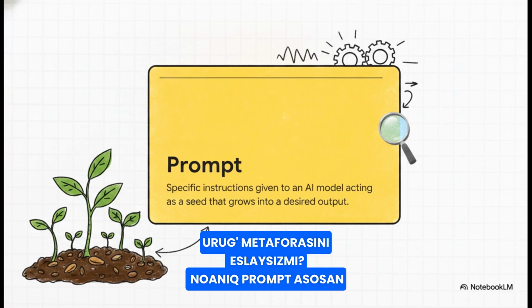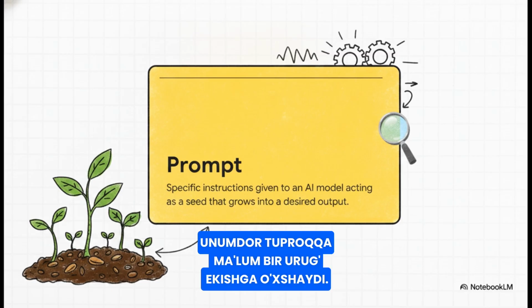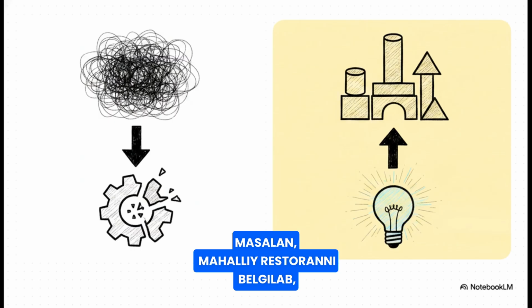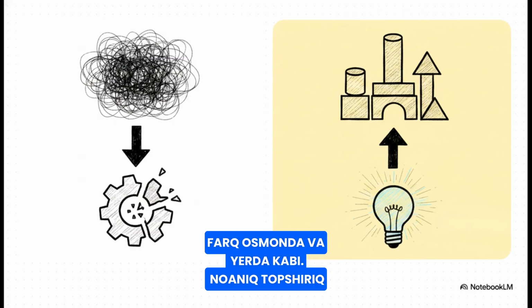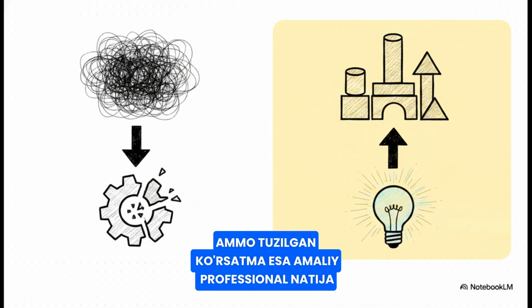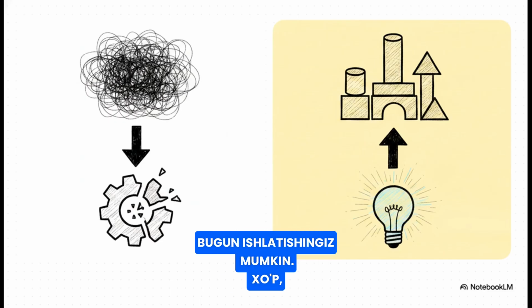Remember that seed metaphor we just talked about? A vague prompt is basically throwing seeds on concrete and just crossing your fingers. A precise prompt is planting a specific seed in rich, fertile soil. Just look at the difference here. Compare a weak prompt like just typing "write a marketing strategy" with a strong one. If you assign a role, a specific task, context about a local restaurant, and request a format in modules, the difference is night and day. A vague task gets you a generic, basically useless result, but that structured instruction delivers an actionable professional output you can literally copy, paste, and use today.